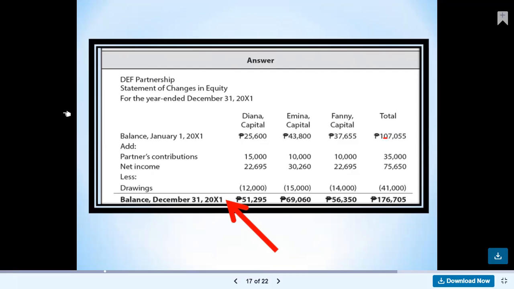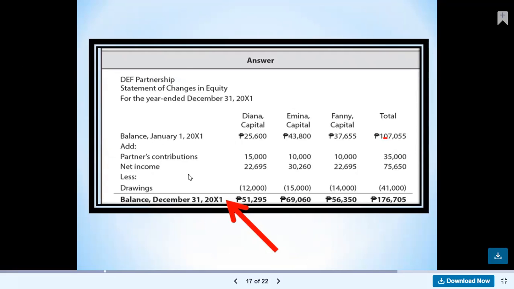So as you can see, we have the beginning balance of 25, 43, and 37 as stipulated in the transaction itself. We are going to add the partners' contribution of 15, 10, and 10 because this is also given in the transaction. And we are also going to add the net income.